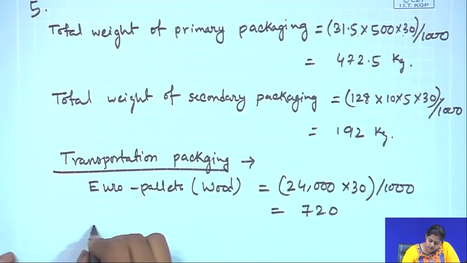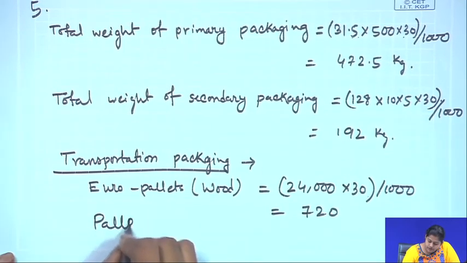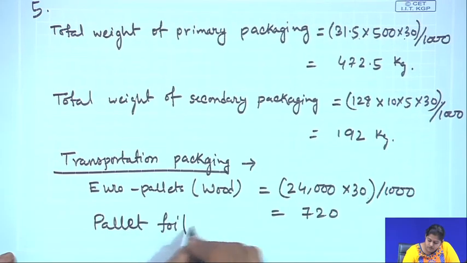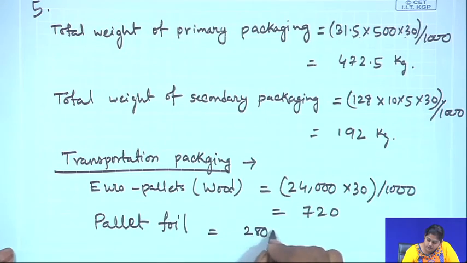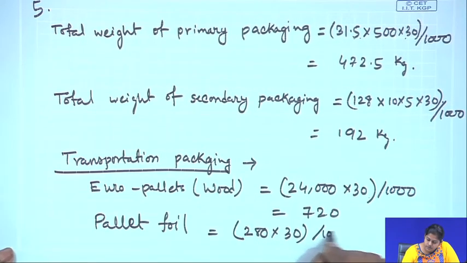Now, we will calculate the weight coming from pallet foil. The weight of each pallet foil is 280, into 30, the number of pallet foils we are using, divided by 1000, is equal to 8.4.